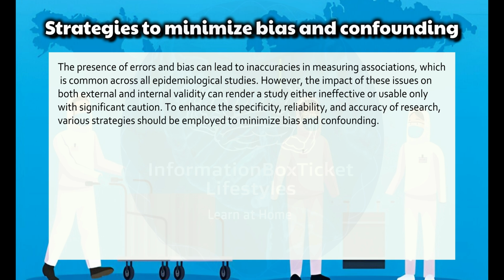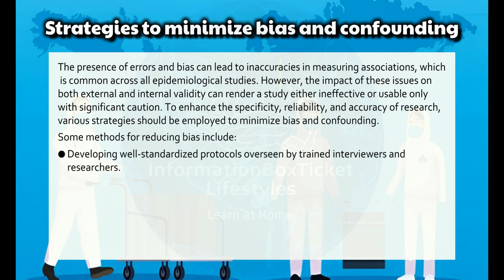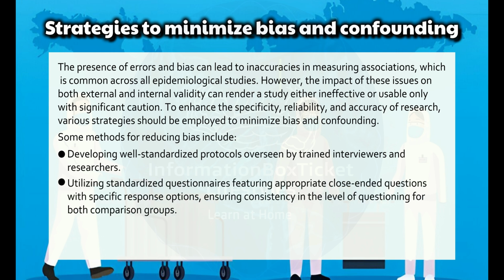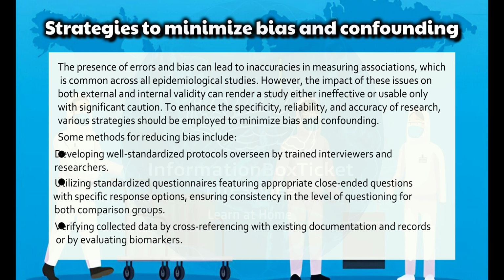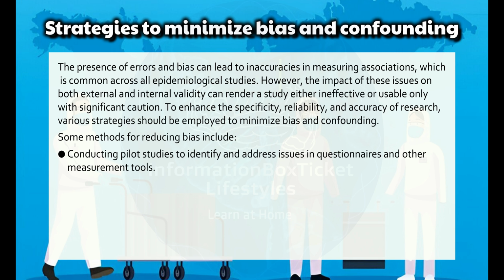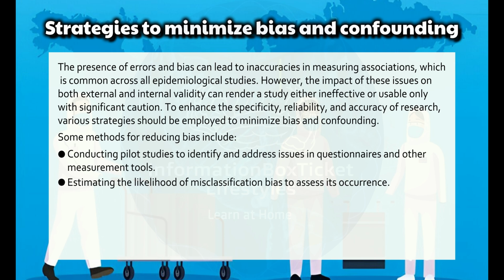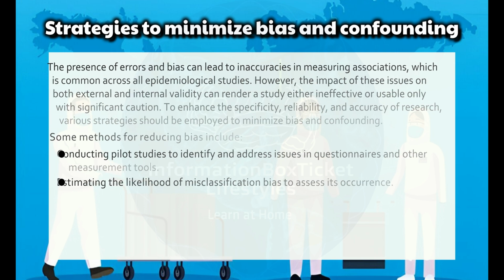Some methods for reducing bias include developing well-standardized protocols overseen by trained interviewers and researchers, utilizing standardized questionnaires featuring appropriate close-ended questions with specific response options, ensuring consistency in the level of questioning for both comparison groups, verifying collected data by cross-referencing with existing documentation and records, or by evaluating biomarkers, conducting pilot studies to identify and address issues in questionnaires and other measurement tools, estimating the likelihood of misclassification bias to assess its occurrence.